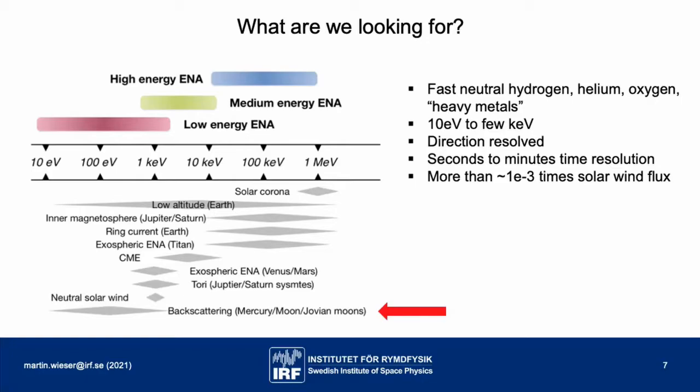Species-wise, this is fast neutral hydrogen and helium originating from the solar wind, but also oxygen and other heavy elements from the lunar surface. Instrumentation should be able to resolve direction for these particles and should have time resolution of the order of seconds to minutes. Flux-wise, we are talking about emissions which are maybe 1/1000th of the solar wind flux.